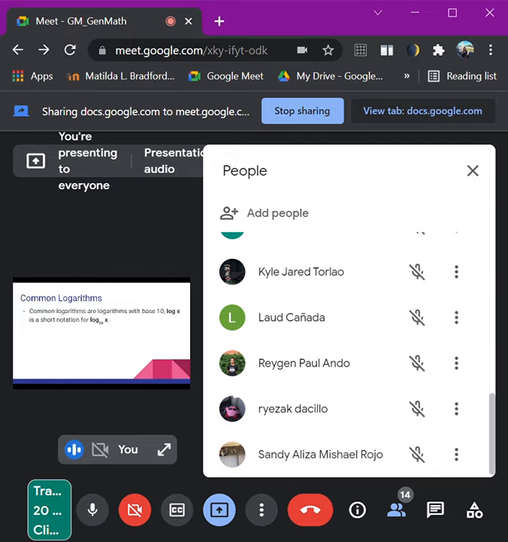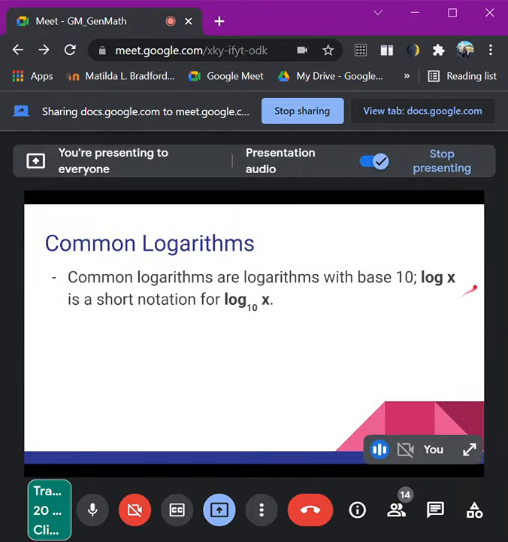Here in our common logarithm, it is known that your logarithm has a base of 10. It is written like this, log x, or we read this as the logarithm of x. That is the short form of the logarithm of x with base 10. So you can omit the 10, as long as it is a common logarithm, since it is understood that the base is 10. You can just write log x, or the logarithm of x. Okay, you read this as the logarithm of x with base 10, or simply the logarithm of x.